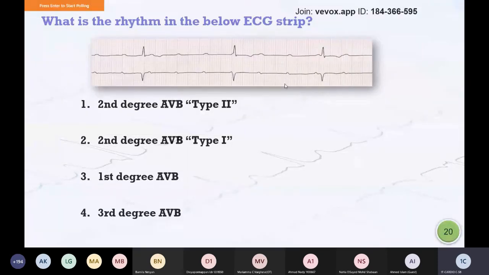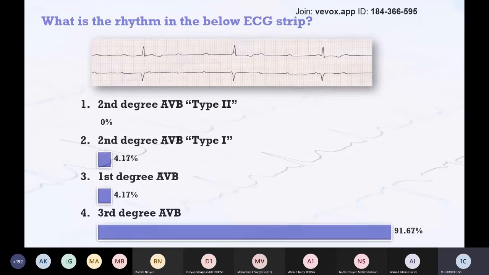So, just take this one. Remember that we have bradycardia. We have no relation between the P and the QRS. So I think I'll give you the answer. Complete isolation between the atrium and the ventricle. Remember, complete. So is it first degree, second degree, or third degree? Good, guys. Third degree heart block got 91%.